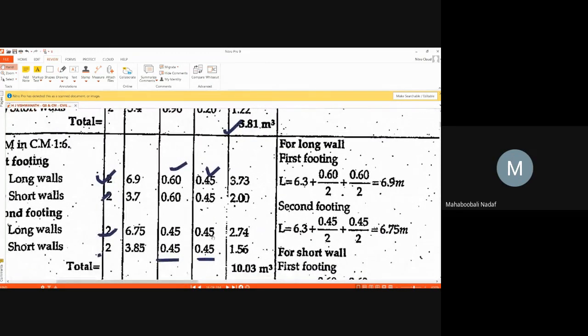Now 0.45, 0.45, 0.45, 0.45. These four items, 2, 2, 2, 2, they have written. Do not write the length column, we need to calculate it. Now, for this 6.9, how did it occur? For the long wall, what do you write first?